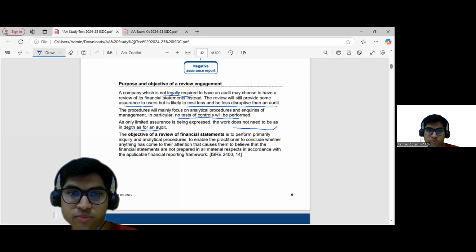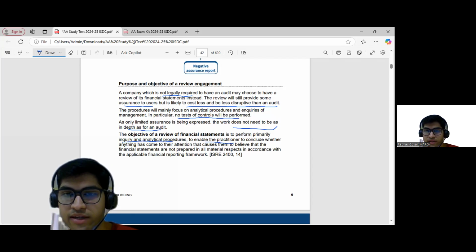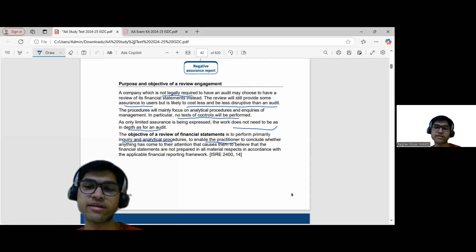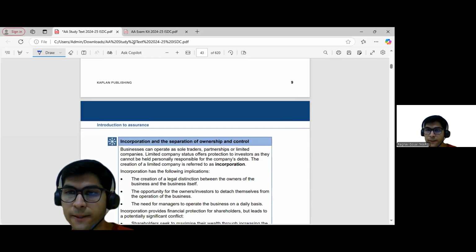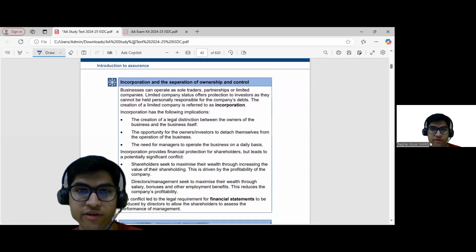The objective is to perform primarily inquiry and analytical procedures to enable the practitioner to conclude whether anything has come to their attention that causes them to believe that the FS are not prepared in all material respects in accordance with the applicable financial reporting framework. So basically, the negative worded report.